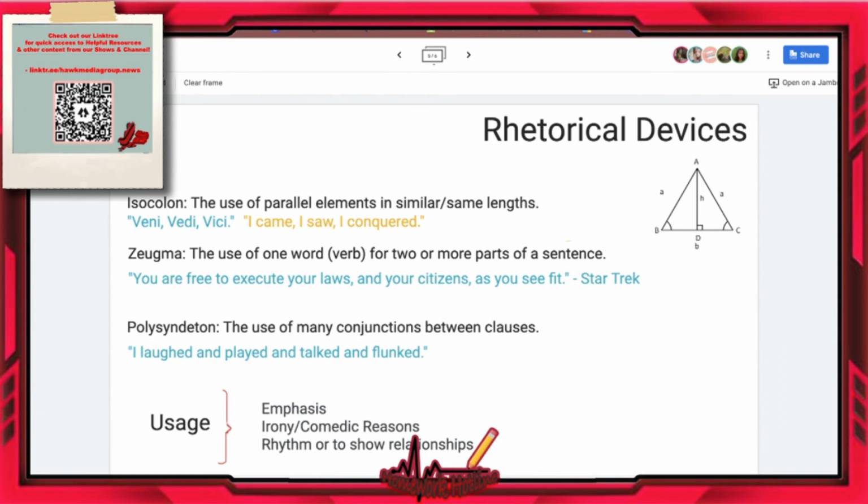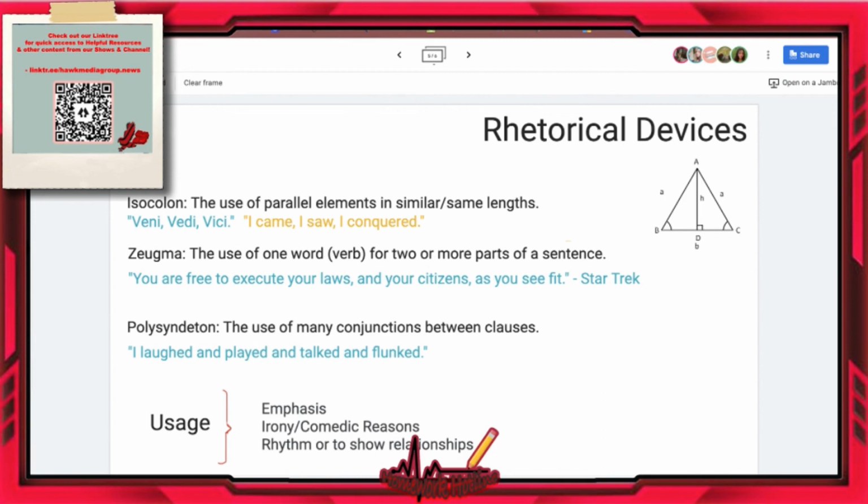A good way that I use to remember what an isocolon is, is by thinking of an isosceles triangle, because an isosceles triangle has 2 equal lengths, the same way that an isocolon would have equal lengths in letters used. If you want to go a bit deeper, iso itself means similar or same, so it's a good way to remember that. Moving on, we have a zeugma.